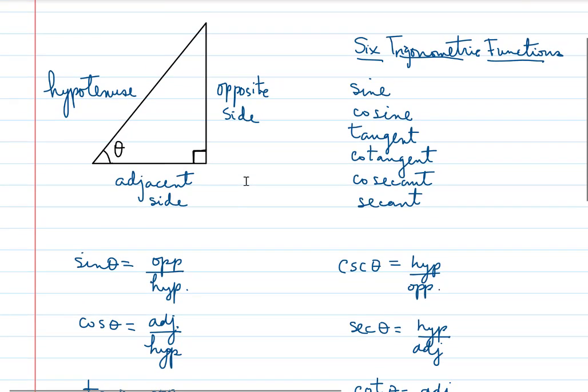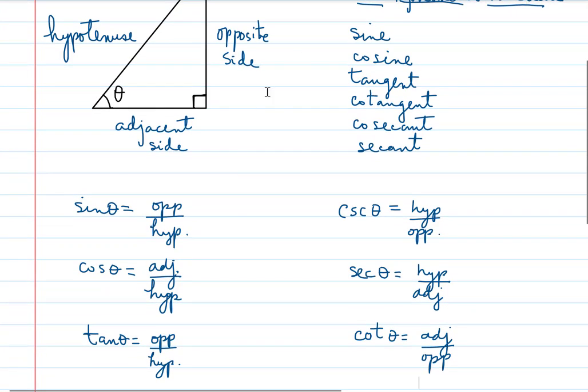Later on, we're going to graph all these functions. Keep in mind that these are functions, so they need an argument, right? So they need this theta here. It doesn't make sense to say sine, just sine of nothing. We have to have an angle, a number, as an argument for each of these functions.